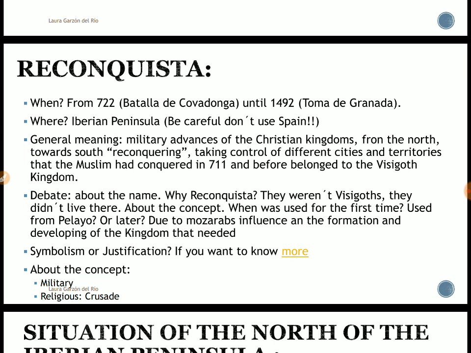enter into Granada. Okay, we are talking about the Iberian Peninsula. Be careful, don't use Spain. The general meaning is that it's the military advance from the Christian kingdoms from the north towards the south, reconquering, taking control of different cities and territories that the Muslims had conquered in 711 and that before belonged to the Visigoth kingdom. Nowadays, it's a debate about the name.